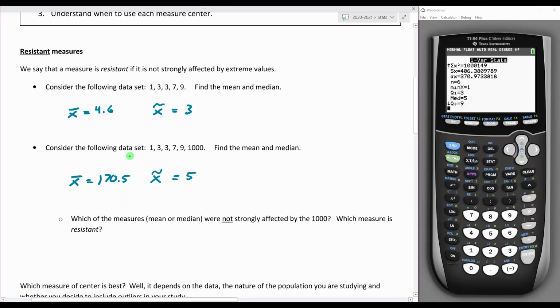So we got the mean and the median for both sets. And you might be noticing, wow, adding in that value of 1,000 had a very large effect on the mean. It went from 4.6 to 170.5, but the median didn't really change a lot at all. The median was 3, it changed to 5. So the effect that 1,000 had on the median was much less of an effect than what it had on the mean. When we ask which measure, the mean or the median, was not strongly affected by that data value of 1,000, the median was not. So we would say the median is resistant.